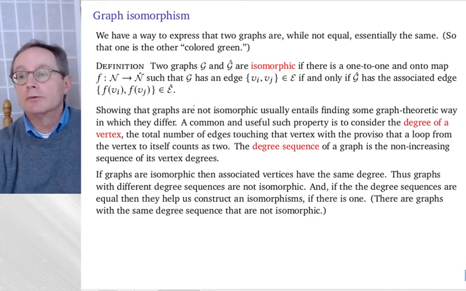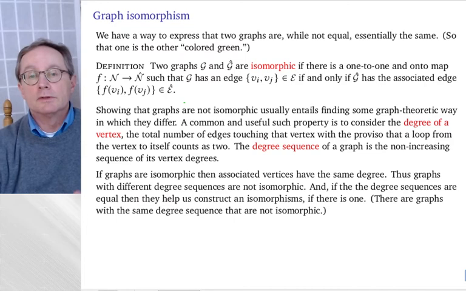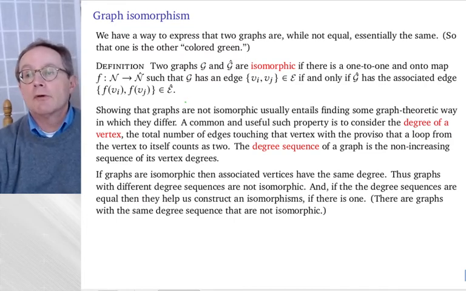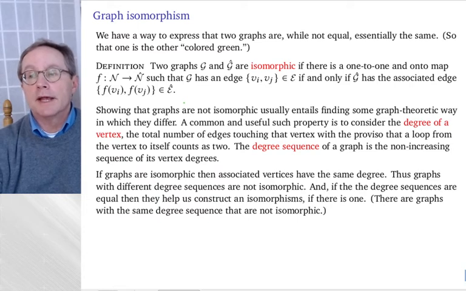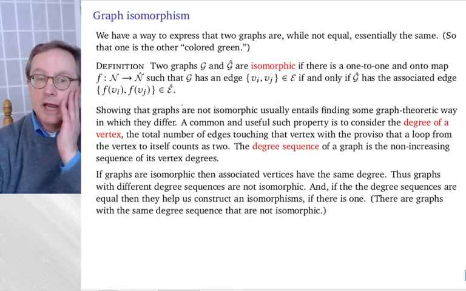Okay, so we're trying to express that two graphs are somehow the same except for some visual or typographic differences. Showing that graphs are not isomorphic usually entails finding some graph theoretic pattern in which they differ. The most common and useful property is to consider the degree of a vertex, which is the total number of edges touching that vertex.